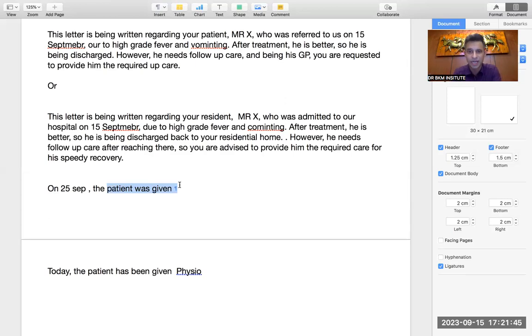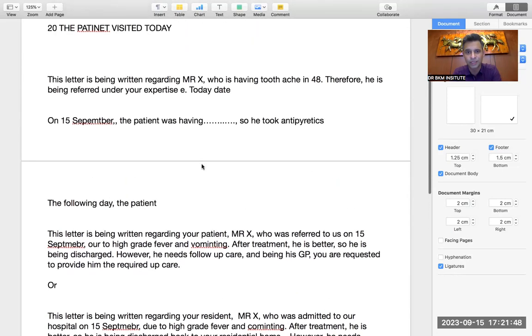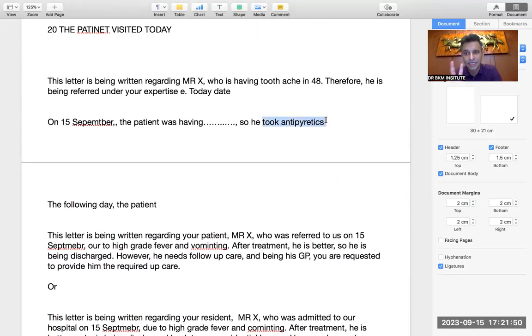Just keep it simple. And when it is an active voice, which I told you over here, the patient took antipyretics, second form, means that he himself took antipyretics. If the antipyretics had been given by us, then we would have written he was given antibiotics. If he was given antibiotics, then obviously it is a visit, because the patient would have come to us. But if it says he took antibiotics, that means he took it himself. So it is not a visit letter, it is a date letter. So you don't have to change this.